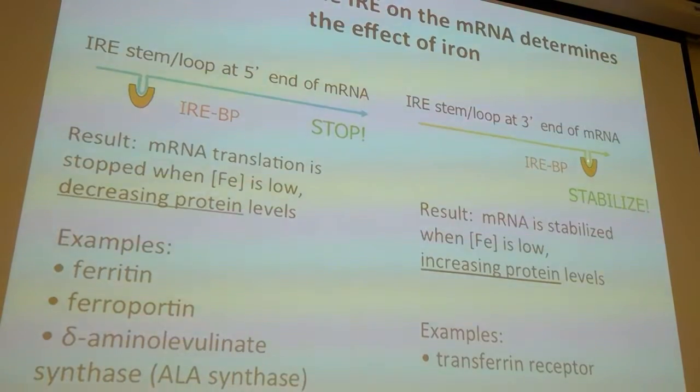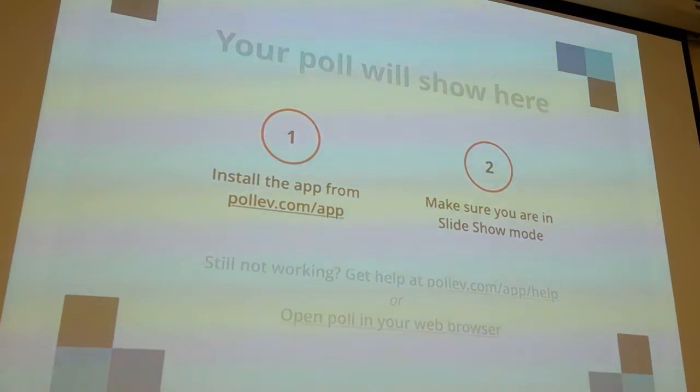If we had a 3' end, this is involved in regulation of transcript stability. So this might not affect the tracking of a ribosome along it, but it affects the stability of the transcript. And this is going to be important for transferrin receptor. One more.